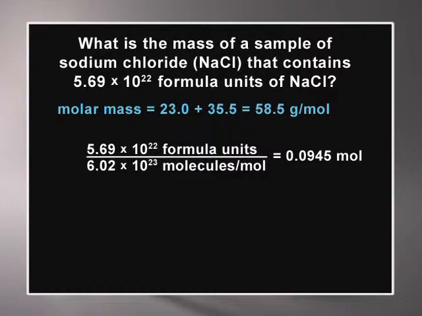Specifically, I have 5.69 times 10 to the 22nd molecules, or formula units in this case, divided by 6.02 times 10 to the 23rd formula units per mole, meaning that I was given about 0.0945 moles of sodium chloride. 9.45 times 10 to the minus second moles if you write it in scientific notation.